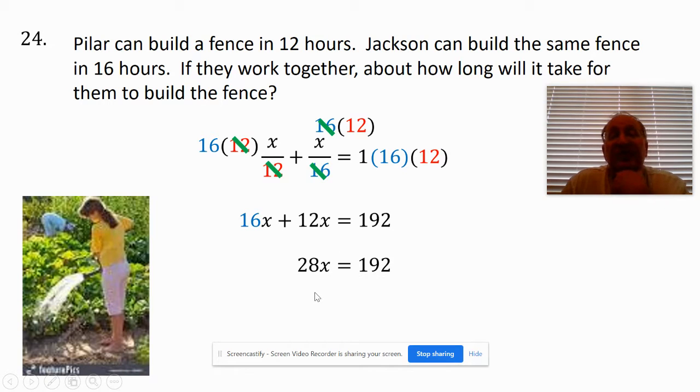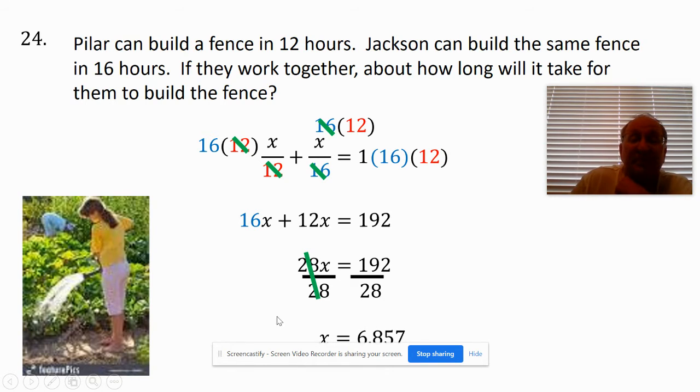Well, 16 and 12 add to make 28. So we divide by 28, which means it will take them 6.857 hours to build the fence together.